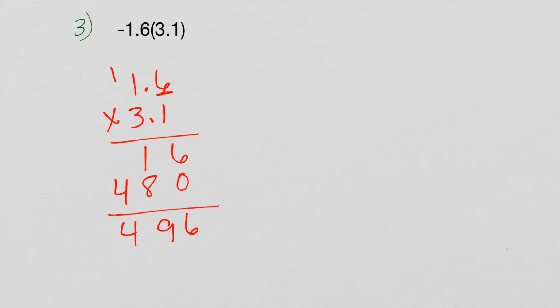I need to count the number of digits that are behind the decimal. So I have 1 digit behind the decimal in the first number, and 1 digit behind the decimal in the second number. So I'm going to come down here, go 2 places, and put in my decimal. Now notice that this was a negative, so a negative times a positive is a negative, so my answer is going to be negative 4.96.